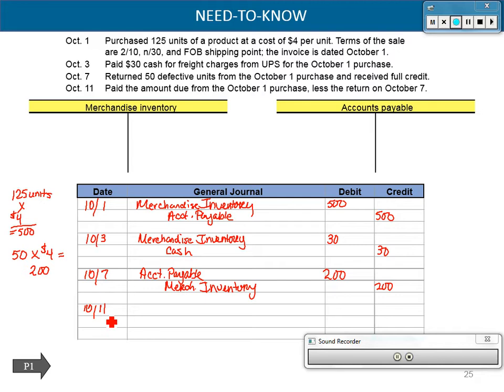So accounts payable. You had a $500 purchase, you had a $200 return, which equals 300. So that's what's in accounts payable, and multiply that by 2%, which equals $6. So what do we debit and what do we credit here?